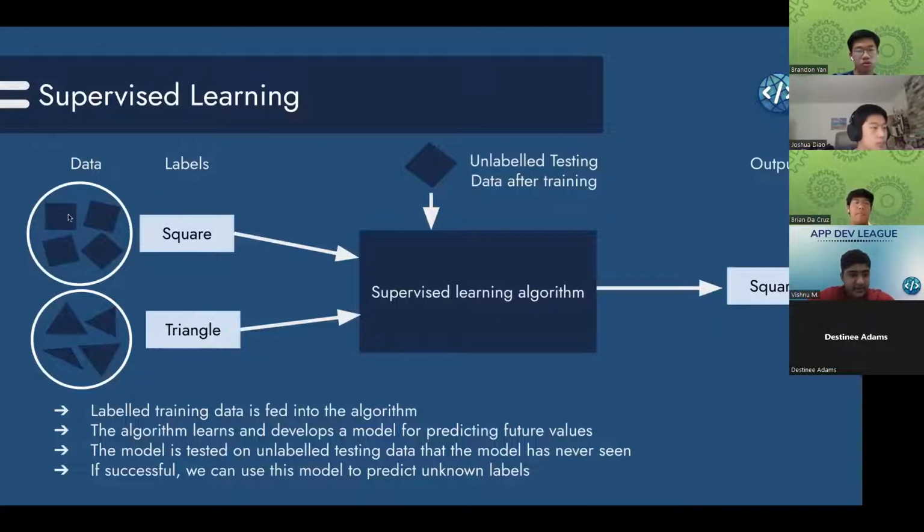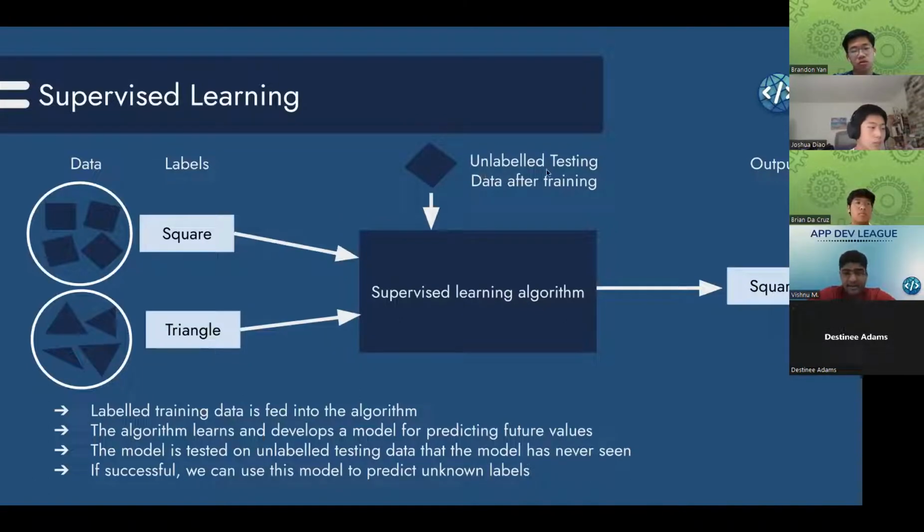You can see all of the squares have been sent in along with the label square, and all of the triangles have been sent in with the label triangle. This means that the machine learning model knows that all of the squares are squares and that all of the triangles are triangles. What it does is find patterns that relate all of the squares to each other and relate all of the triangles to each other. Say it finds out that squares have 4 different vertices, whereas triangles have 3 different vertices.